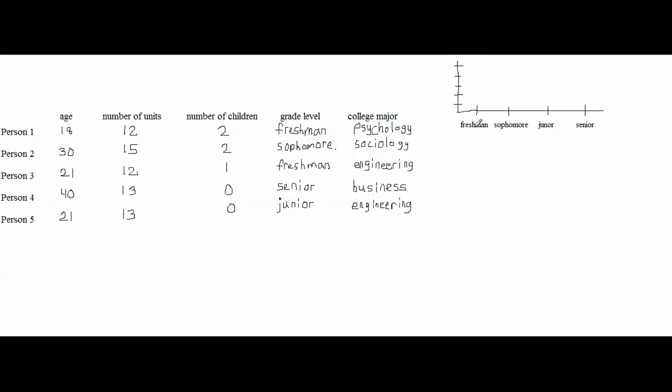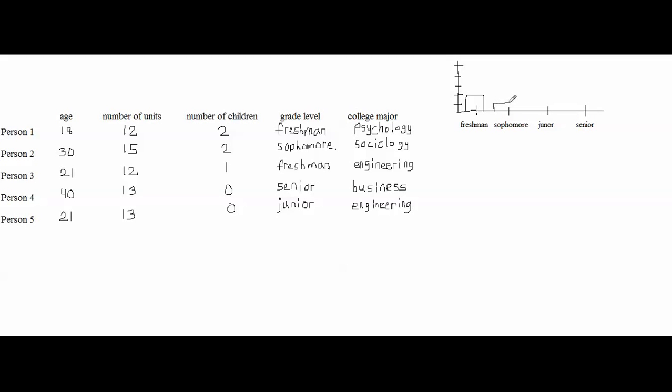Now what's the frequency of freshman? Well, freshman appears twice. So what we would do is we would make a bar going up to 2 right here. And how many times does sophomore appear? Sophomore only appears once in this column of data, so since sophomore has a frequency of 1, it goes up to the first tick mark.